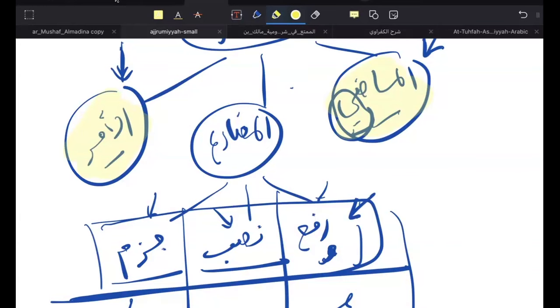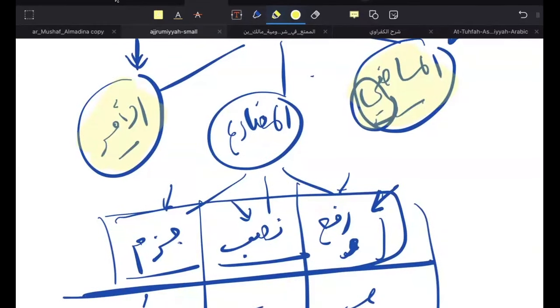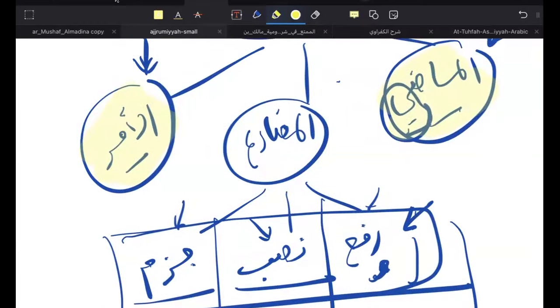But the problem is that it is very difficult to do i'rab. For example, you say dhahabu, you want to do i'rab of this, you have to say mabni, then you have to say mabni on fatha, muqaddara. You have to write the whole story, because anytime you say mabni on something other than fatha, you need an explanation. So when you do i'rab, it becomes long.